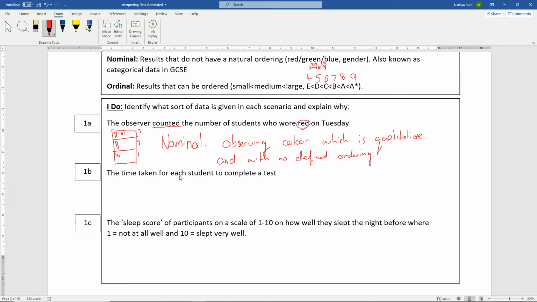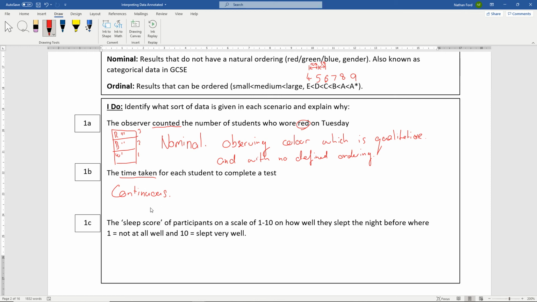The time taken for each student to complete a test. What is the thing we're recording? We are recording a time. Well, time itself, we know it is a continuous result because it's something that has incrementally small values. So we're recording a time taken, so that means it's continuous data, because we're measuring something that has incrementally small amounts.